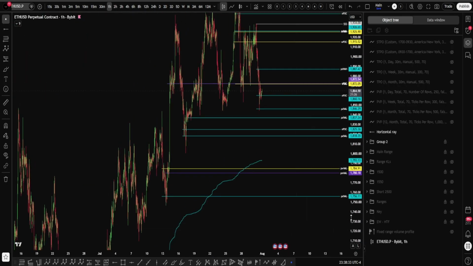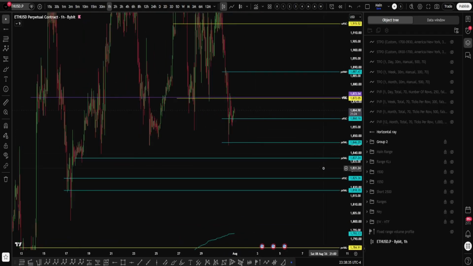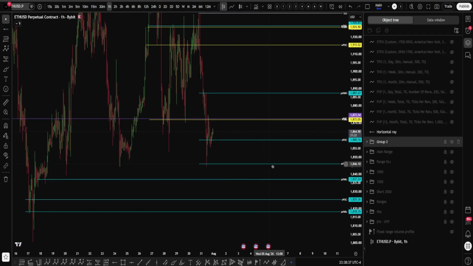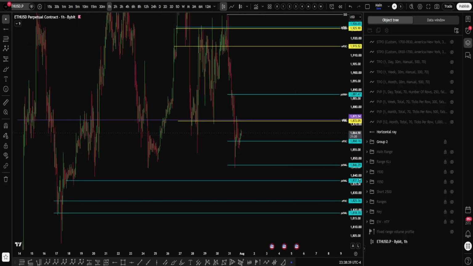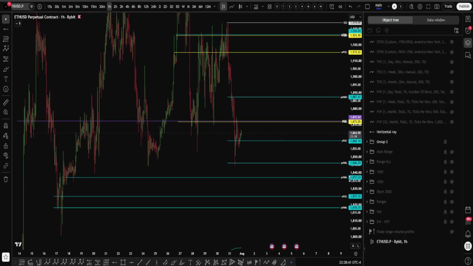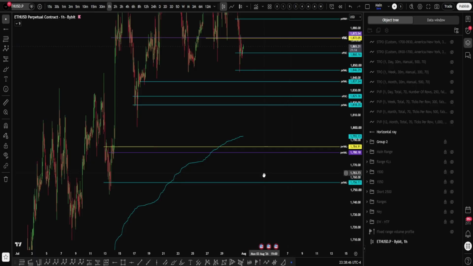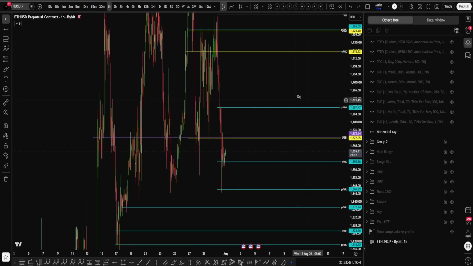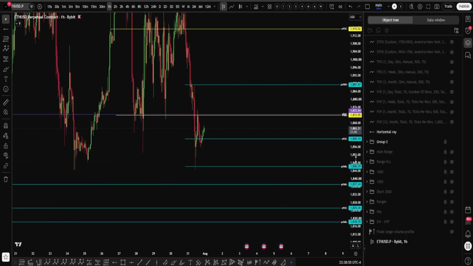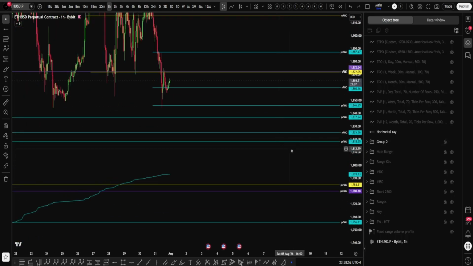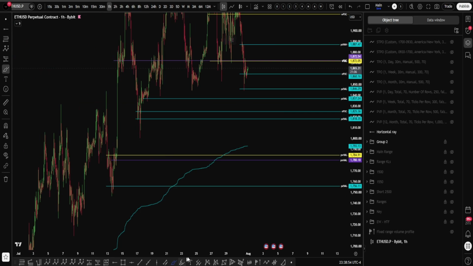Besides that, there isn't really much. I definitely say that you can use these levels as some low time frame trades or support resistance, but I wouldn't say there's any significant trade to be taken here. I'd say some scalps maybe, but nothing significant. The most significant trade for me would probably be down here.